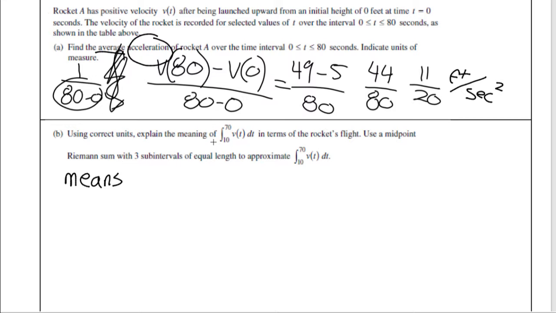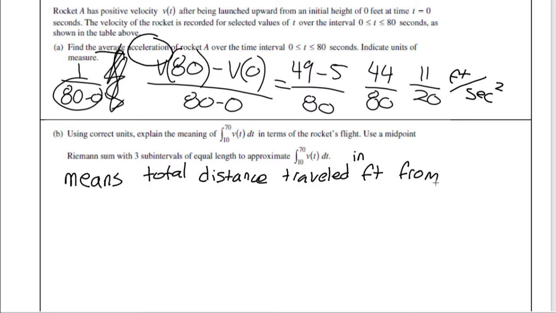It is total distance. So integral means you're going backwards. So if I have velocity, going backwards from velocity is just position. So it's the total position change or total distance traveled. Either one of those is fine. I'm going to say total distance traveled. And it's from traveled in, what are our units? Feet. In feet.